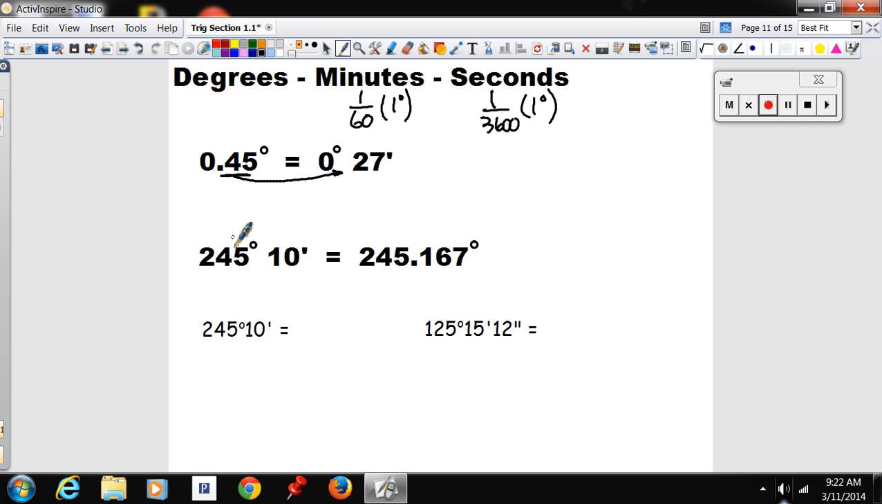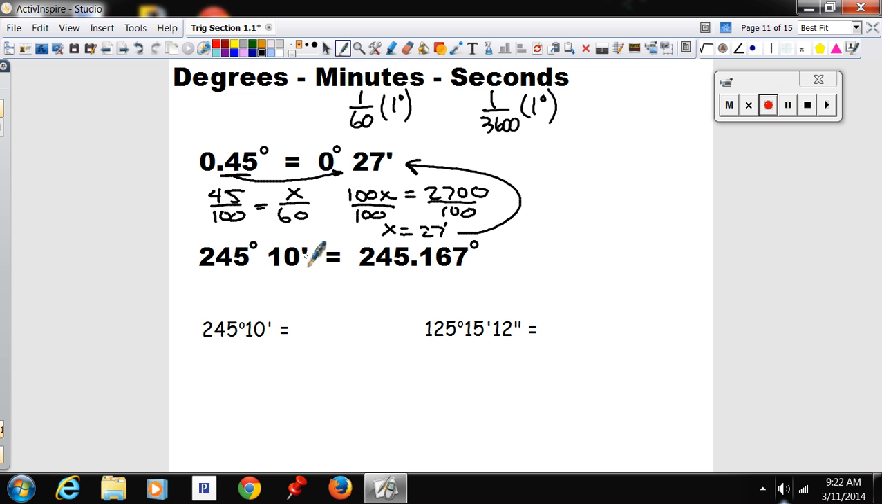Well, what does 0.45 really mean as a decimal? 45 out of 100, 45 hundredths. So let's put that down. This is 45 hundredths. I want to know what that would be if it was out of 60. Because degrees or minutes is out of 60. 60 minutes is 1 degree. So if I've got 45 out of 100, how much would that be out of 60 is what I want to know. So I'm going to take my cross multiplying and get 100x equals 45 times 60 is 2700. Divide by 100 on both sides, and you get x equals 27 minutes. That's how you got that answer right there.